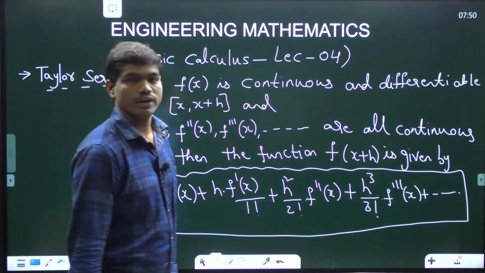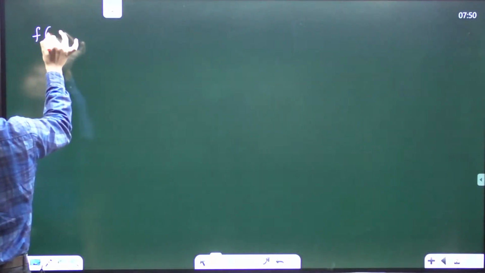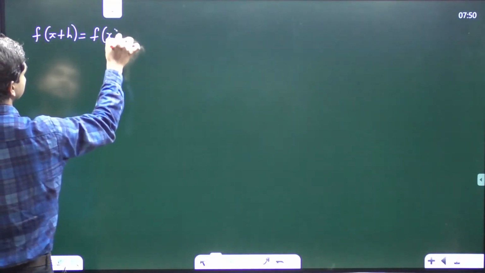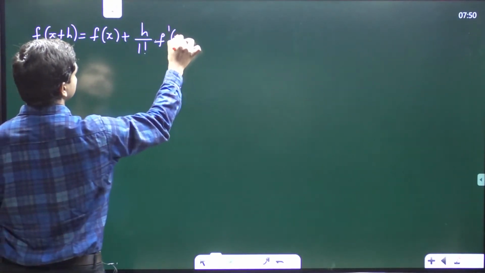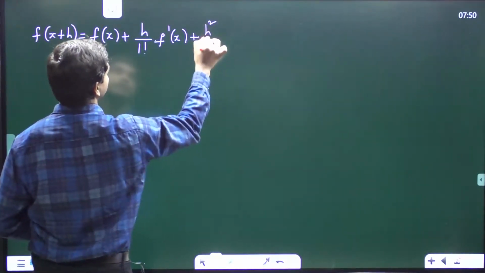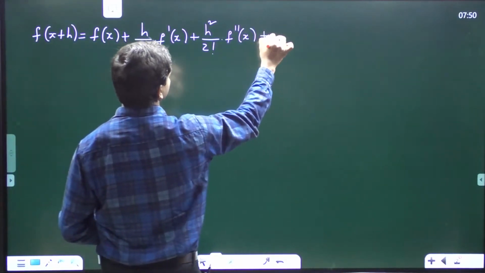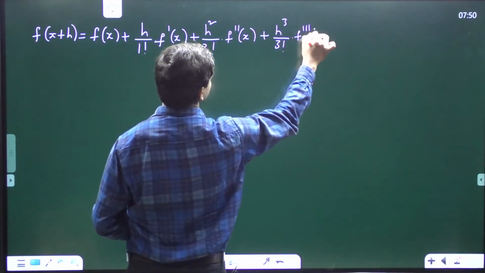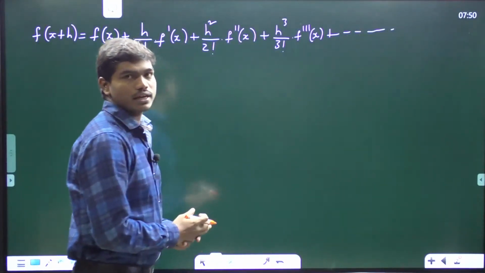Okay, so shall we move ahead now? The expansion that we have is f of x plus h is equal to f of x plus h by 1 factorial into f dash of x plus h square divided by 2 factorial into f double dash of x plus h cube by 3 factorial into f triple dash of x and so on. This is what we have seen now, correct?